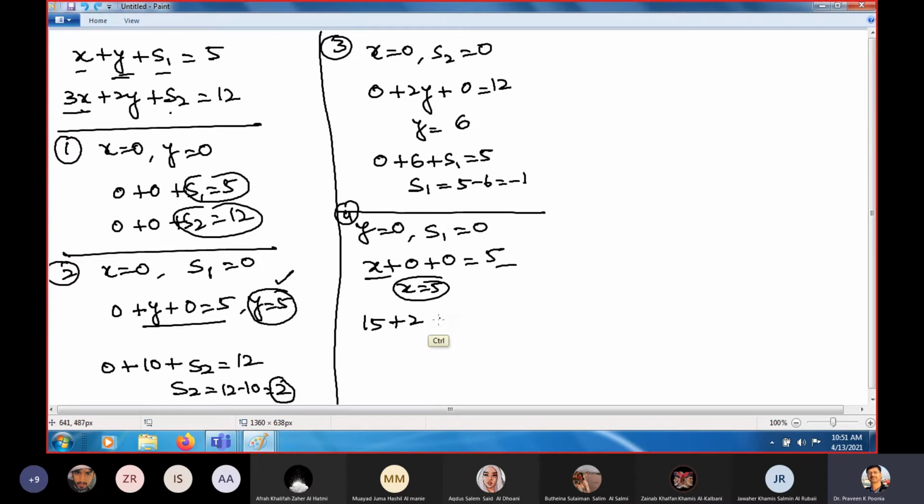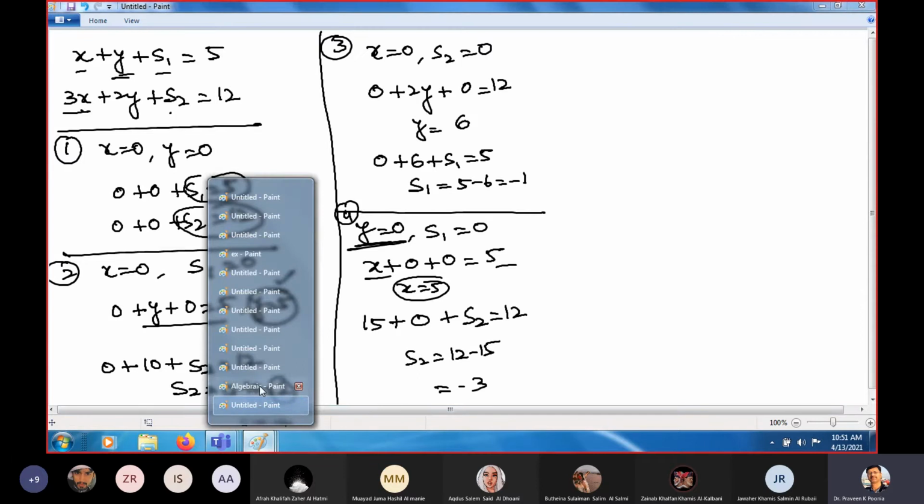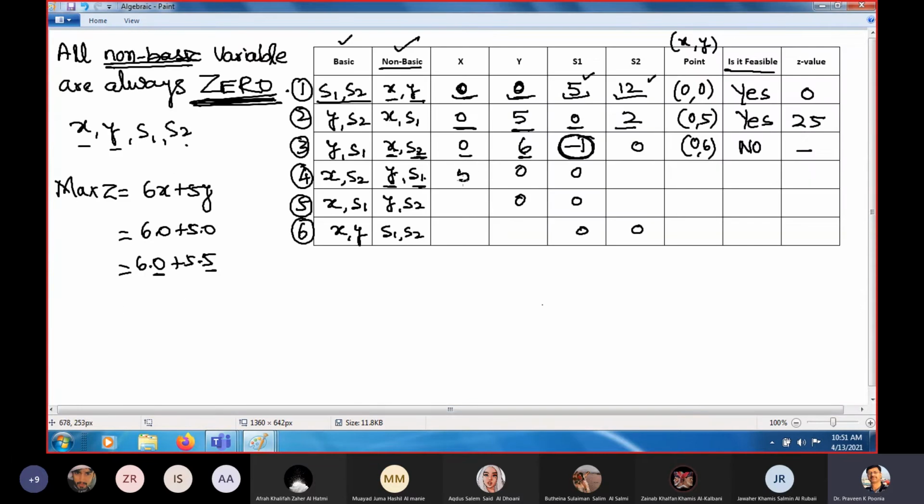2y. Oh, y is 0. So this is 0. Y is 0 here. And plus S2 is equal to 12. So S2 is equal to 12 minus 15, minus 3. So 5 and minus 3. So what is the point? X, y, 5, 0. And because negative value is there, is it feasible? No.